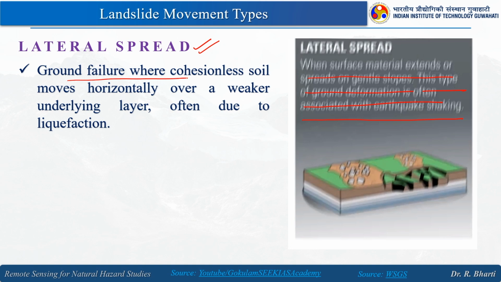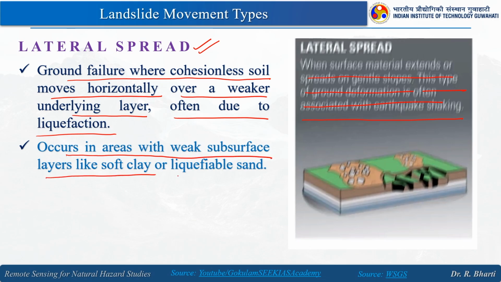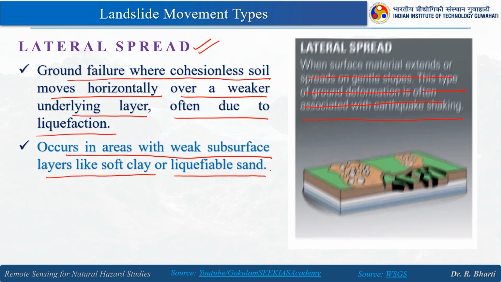Ground failure, when cohesionless soil moves horizontally over a weaker underlying layer, often due to liquefaction, occurs in areas with weak subsurface layers like soft clay or liquefiable sand. I will be covering liquefaction in the next module, module 9, but for the time being you can consider that when we talk about liquefaction or liquefiable sand or soil, it means it is temporarily losing its stability.